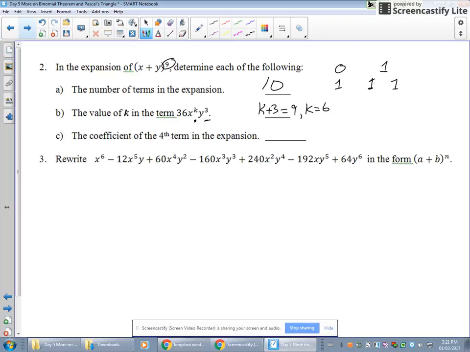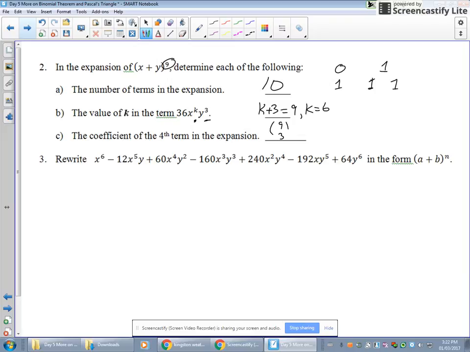The coefficient of the 4th term in the expansion. So that is simply going to be in our calculator. We're doing 9. The fourth term means that we're choosing 3.